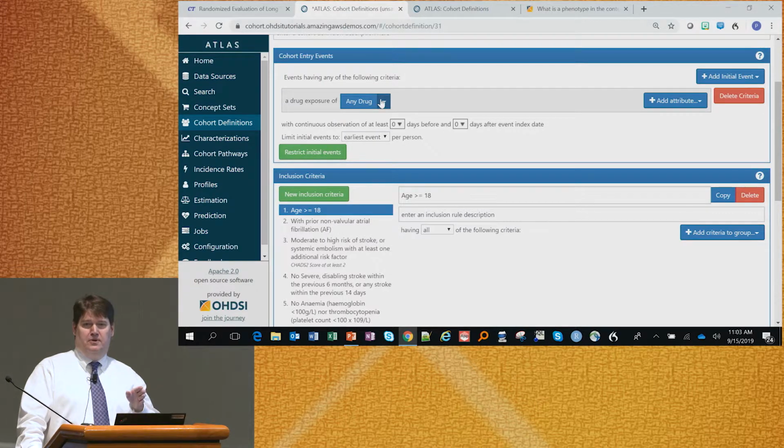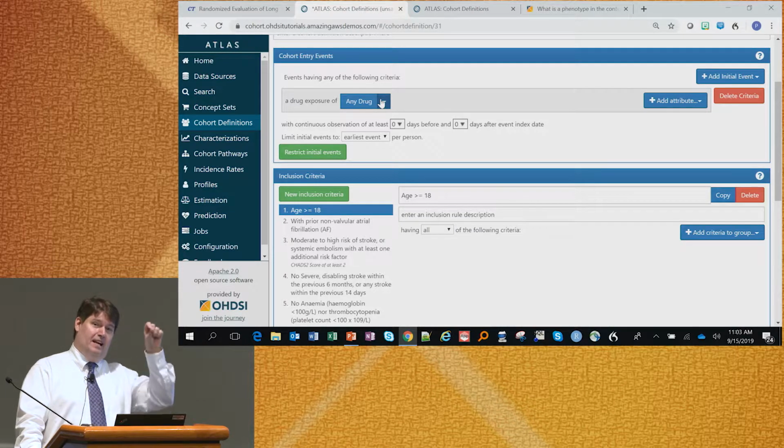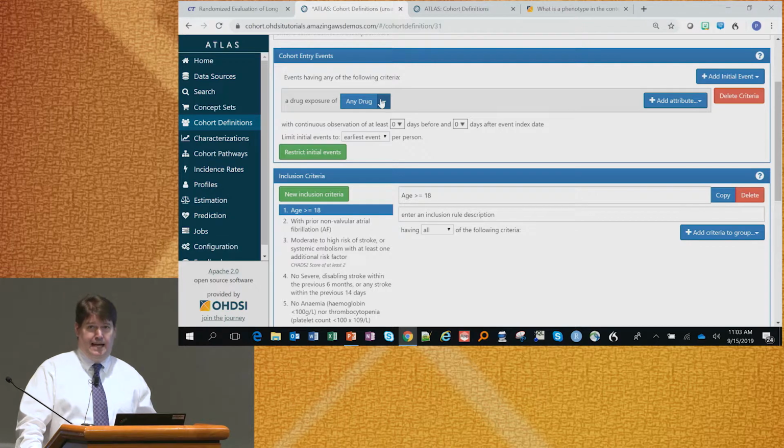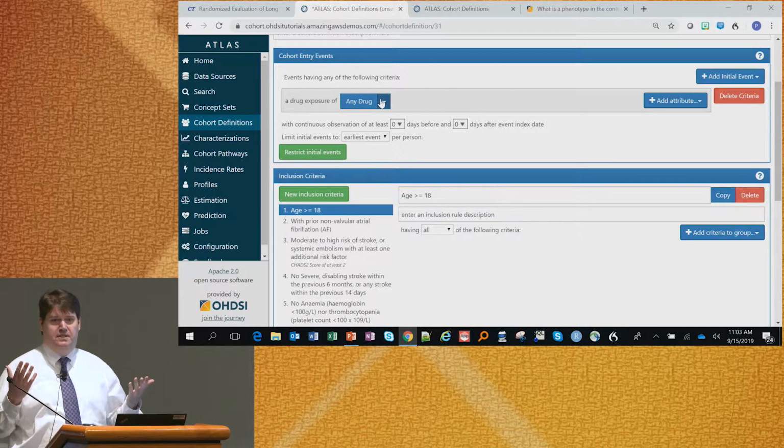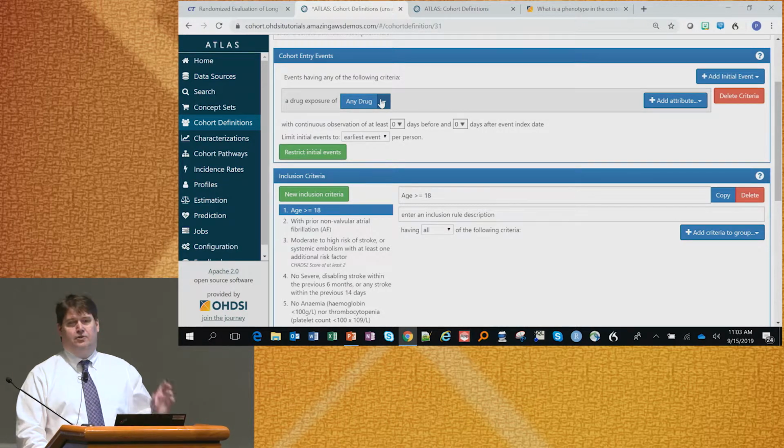For purposes of this cohort, it may actually make sense to use the drug era, because the first exposure to warfarin will be the start date of an era. So we could use a drug exposure or a drug era in this particular case. But I'm going to say, I want to take drug exposures. I want to look for any drug exposure from any of the clinical forms or branded drugs of warfarin, and I want the first one.